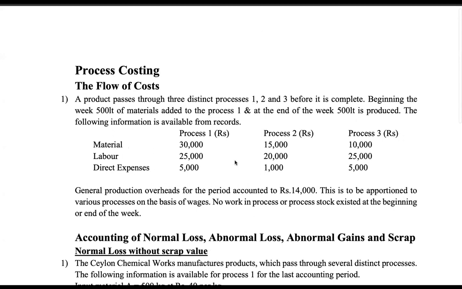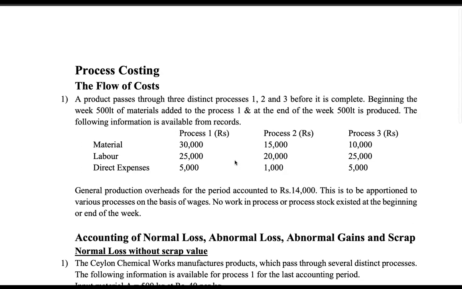At the beginning of the week, 500 liters of materials are added to the process. At the end of the week, 500 liters is produced, right? That means input is 500 liters of material and output is 500 liters. Clear? The following information is available from records.